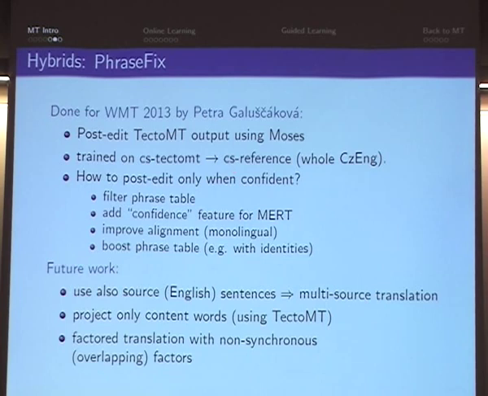If the Moses in this phrase 100 times was output like this in the TectoMT output, but in the reference it was like this, and just 2 times it was translated differently, then it can be really sure that it should change it. But when it is not so sure, the advantage of this approach is that it can leave it unchanged.